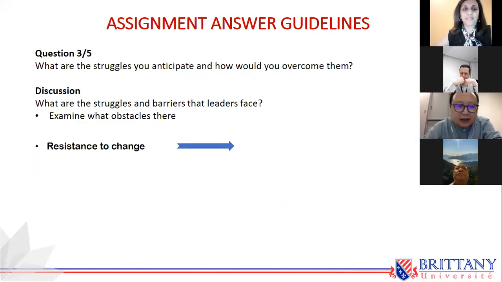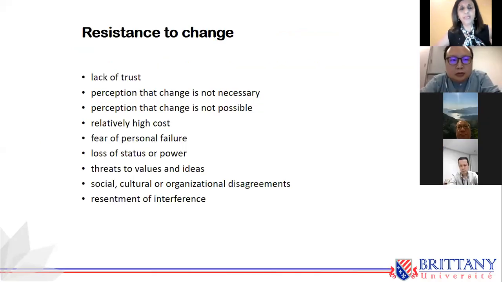The third question is, what are the struggles you anticipate and how would you overcome them? So what are the struggles and barriers that leaders face? Because they're asking you as a new leader, right? So you can look up on obstacles, struggles and barriers. I've got a few here. These are some of the obstacles that leaders face regarding change.